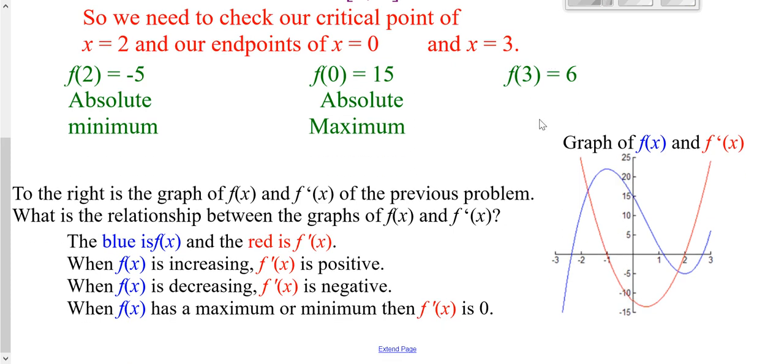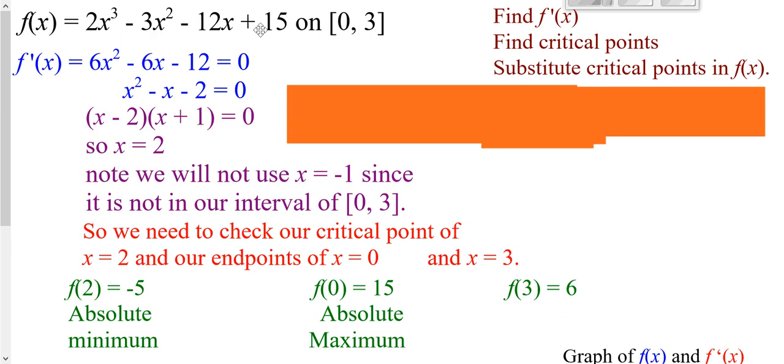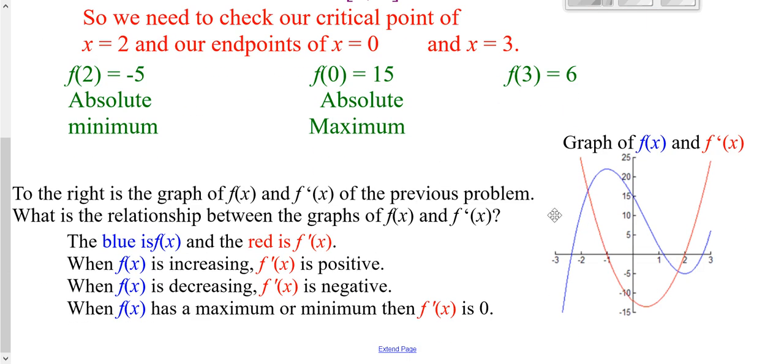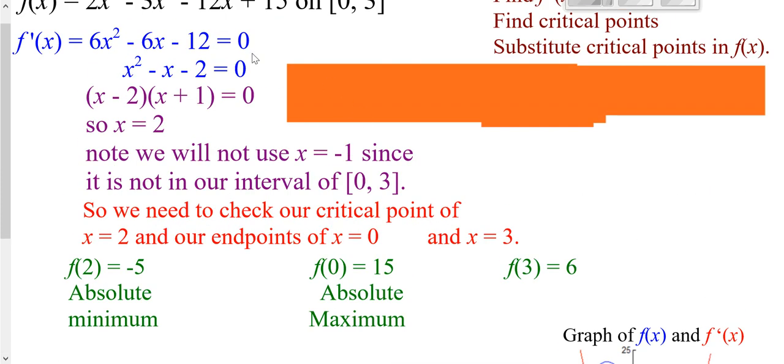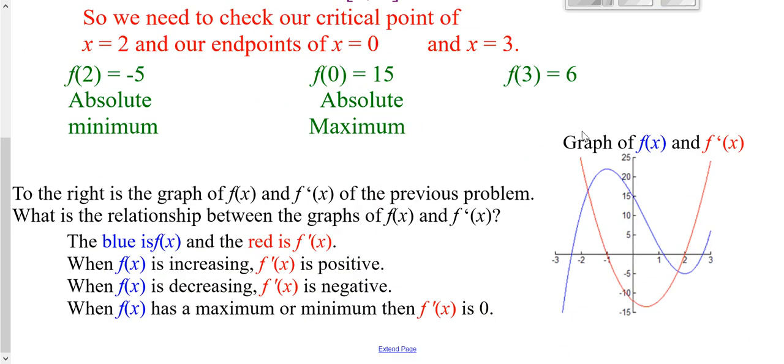So you'll notice over here, I have the original function graph from the problem we were just working on. That is in blue. Now, if you graph this derivative right here, then we get this red parabola. Make note that when the blue function is going up, your derivative is positive and above the x-axis. So this whole red part right here is above the x-axis.